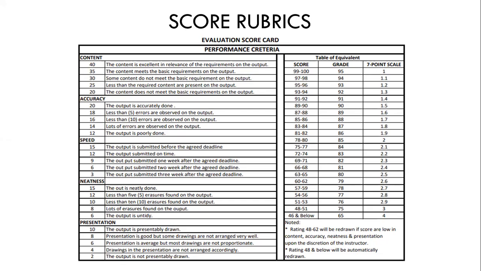For the content, I think you are already familiar with this one. If the content is excellent in relevance to the requirements and the output, that's 40. If it doesn't meet the basic requirements, that's 35, 30. If some of it does not meet the basic requirements, 25. If less than the required, 20 if it does not meet the basic requirements of the output.